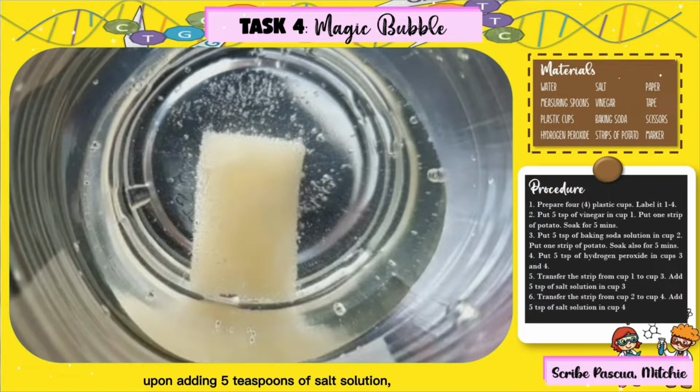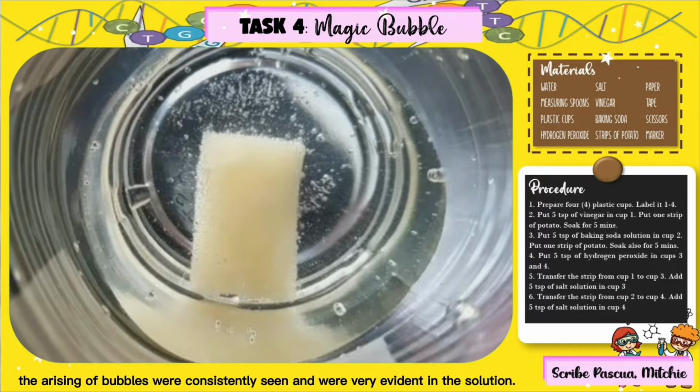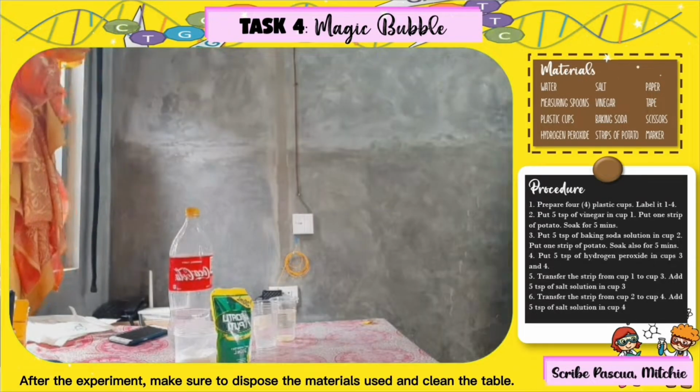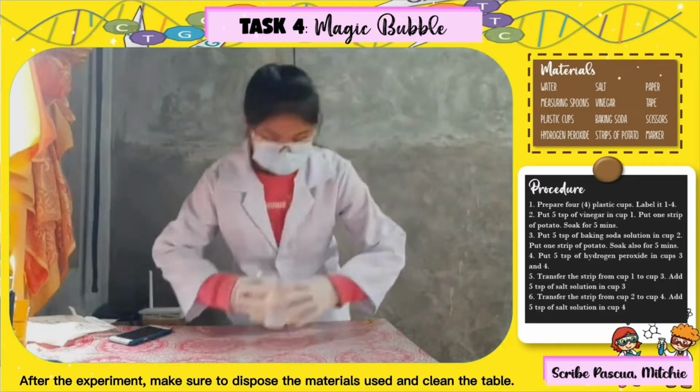Upon adding 5 teaspoons of salt solution, bubbles were consistently seen and were evident in the solution. It can be viewed like boiling water or like potato being fried in hot cooking oil. After the experiment, make sure to dispose of the materials used and clean the table.